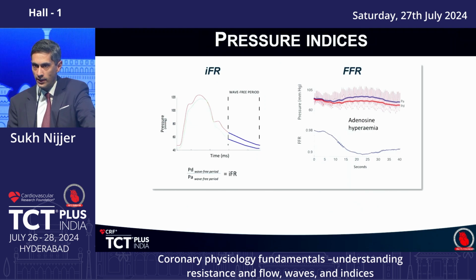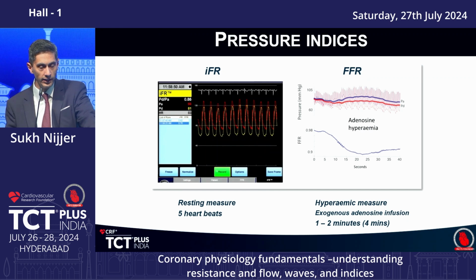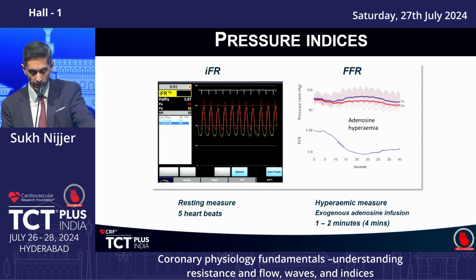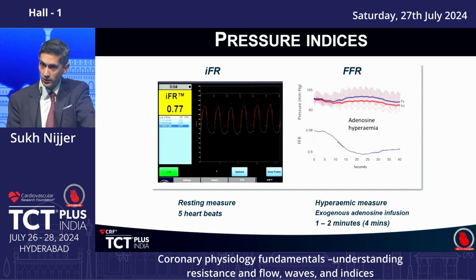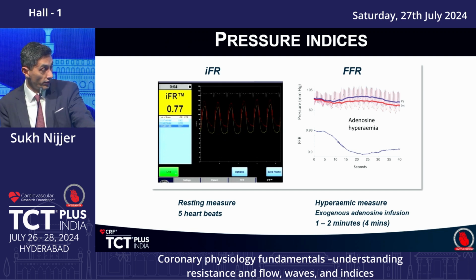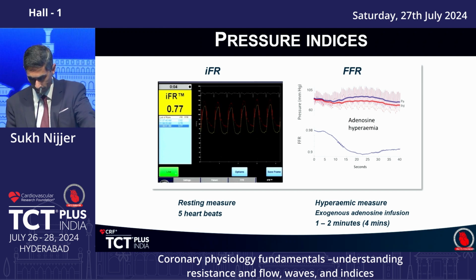So we have these two competing technologies, IFR and FFR. Both are established now, and there is no doubt that they both play a role, and they have their own utility. Neither is perfect, and each has their own limitation. IFR is a resting index, and it is measured at rest over 5 heartbeats, and it will give you an average value. I'd recommend that you make multiple measurements because there is a subtle perturbation that can occur according to where your wire is, and you must give intracoronary nitrate before you place the wire because you are trying to stabilize the epicardial vessel, and this does not induce hyperemia.